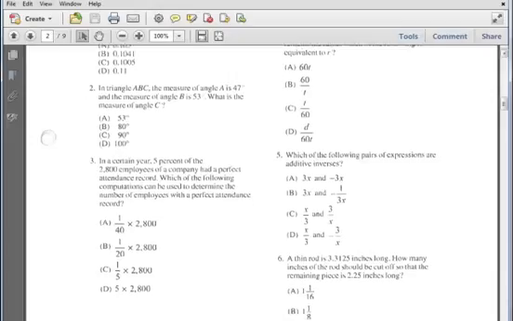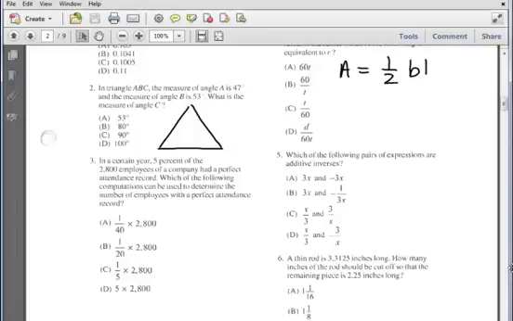Okay, so here's a geometry question. Triangle ABC, the measure of angle A is 47. What a lot of this runs on is you have to remember the properties of triangles. There's basically three things. First, the area of a triangle is 1/2 base times height, or base times height divided by 2. Either way you want to think about it works.